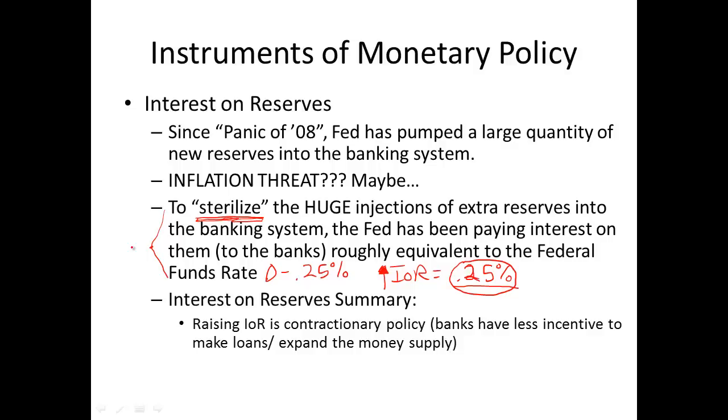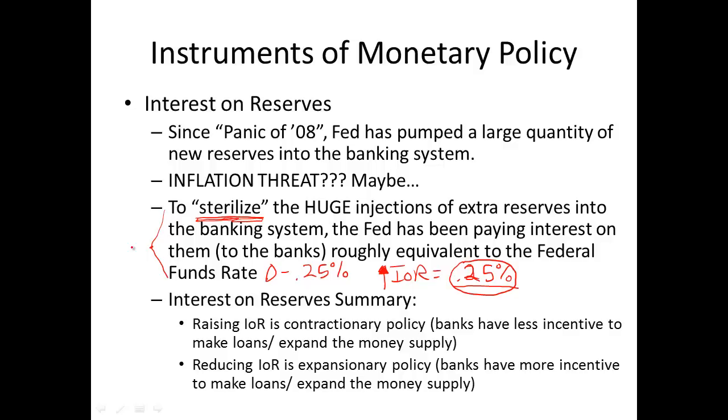Interest on reserves is an important tool now. It was introduced in October of 2008. It's a pretty brand new thing. It's contractionary policy when you raise the interest on reserves, because it means banks have less incentive to make loans and expand the money supply. If you go in the opposite direction and reduce interest on reserves, or even get rid of it, after all, it's only been around for 4.5 years, that would be expansionary policy. That would let those reserves flow in the normal course of banking and create more growth in the money supply. Let's wrap up.